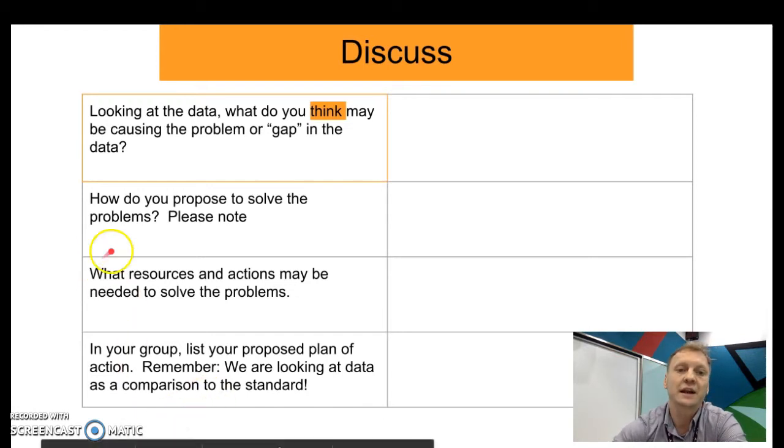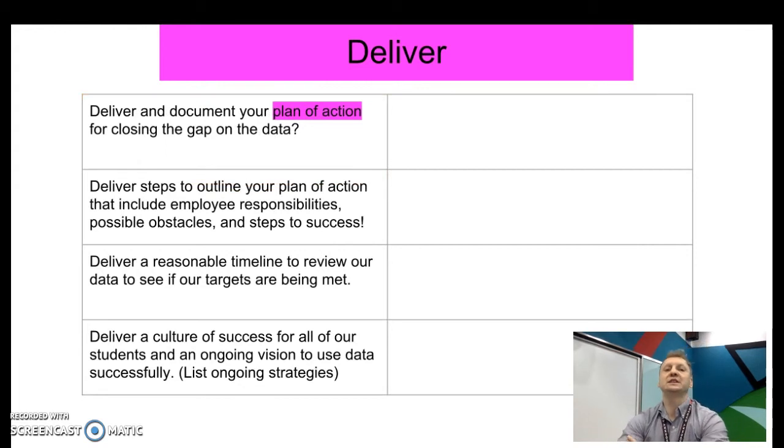At this point, we're going to look at how do we propose to solve the problems, looking again at assessments and stuff, what resources and actions may be needed to solve the problems. If assessment may be a problem, or even a problem of not looking at the data correctly or understanding the data, we may have some human resources and people who are well versed in this area to look at that data for us, and actions needed to solve the problems. And then here you're going to divide into groups perhaps and just look at a plan of action to go about solving the problem. And then you're going to deliver on that action.